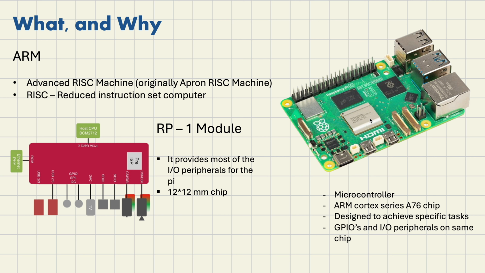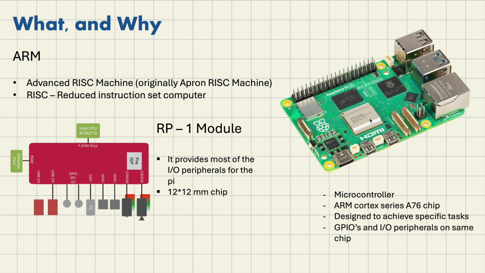Let's get started with what is unique with this Raspberry Pi 5 module. It consists of an RP1 module, which is different from Pi 4, 3, 2 and earlier versions, because this wasn't there in the previous generations. This gives you different memory mapping structures for the GPIOs, and it provides most of the input output peripherals for the Pi. So the mappings of the GPIOs will be different compared to the previous generations.